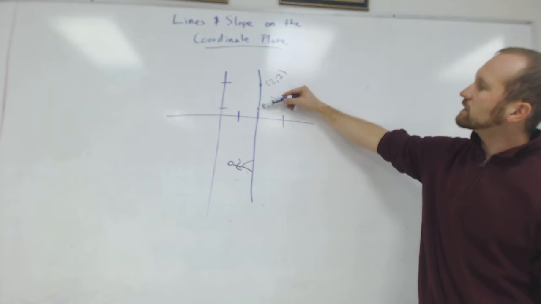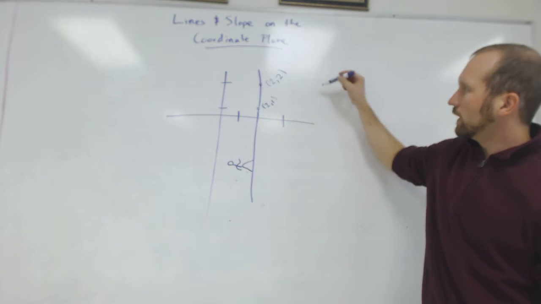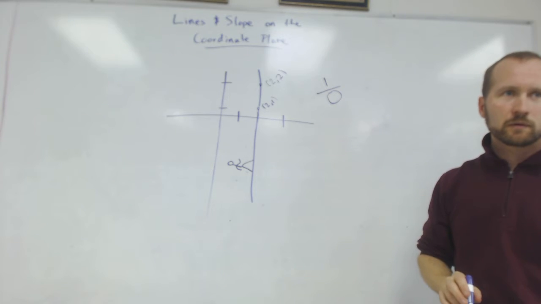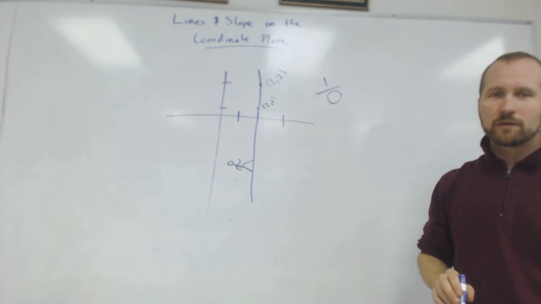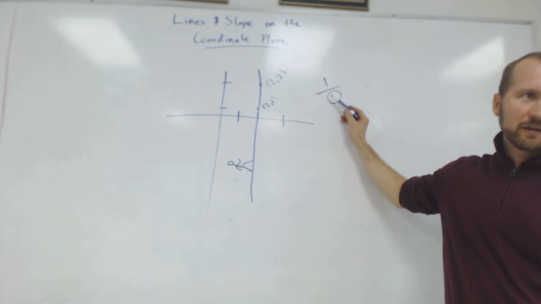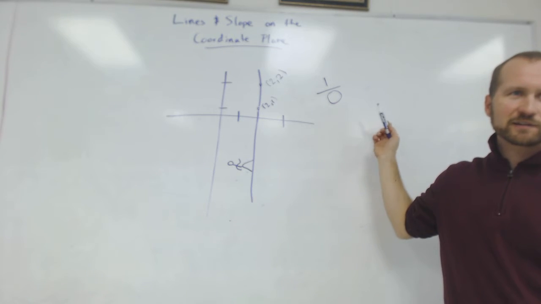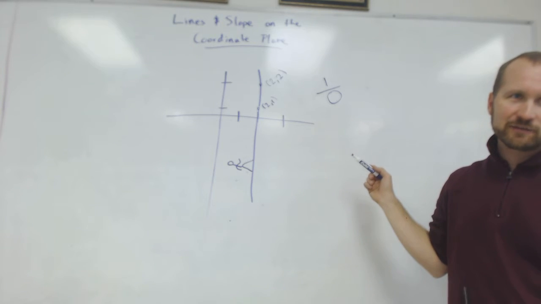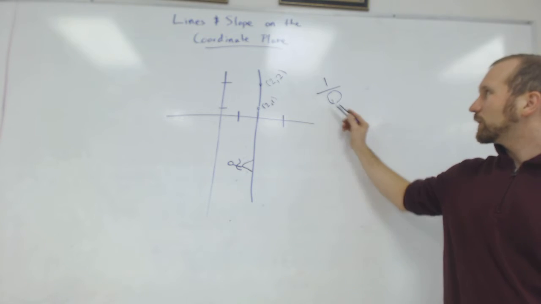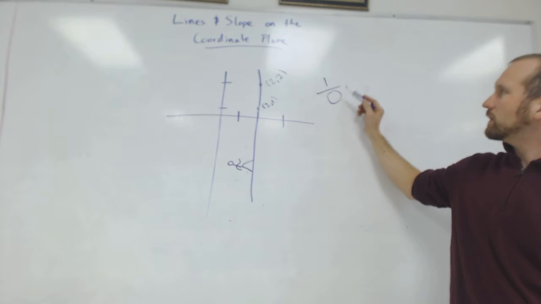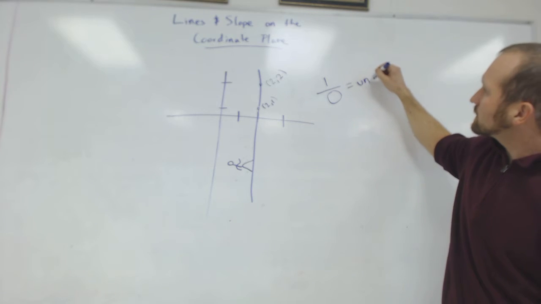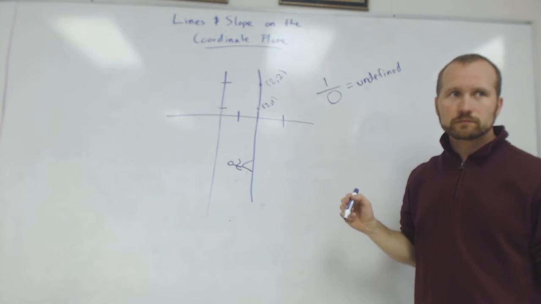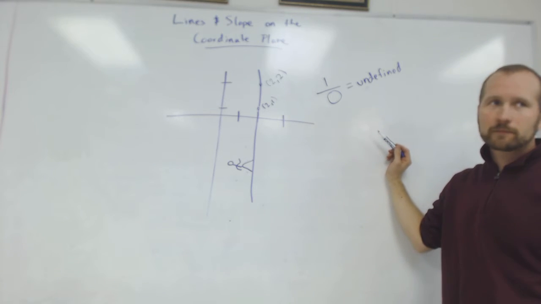Okay. What's my rise here? 1. What's my run? 0. Uh-oh. What's wrong with this? It's 1 over 0. Have you guys ever seen Gary's shirt? It says, friends don't let friends divide by 0. We cannot divide by 0. 1 divided by 0, we call this in math undefined. We call that undefined.